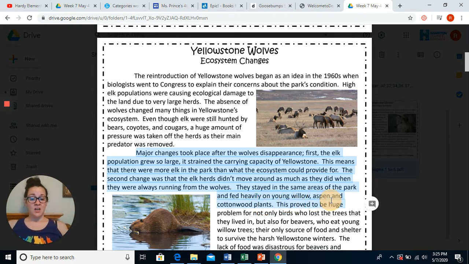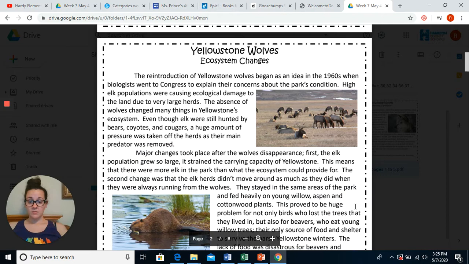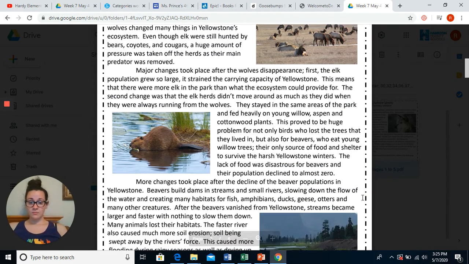This proved to be a huge problem for not only birds who lost the trees that they lived in, but also for beavers who eat young willow trees, their only source of food and shelter to survive the harsh Yellowstone winters. The lack of food was disastrous for beavers, and their population declined to almost zero. More changes took place after the decline of the beaver populations in Yellowstone.